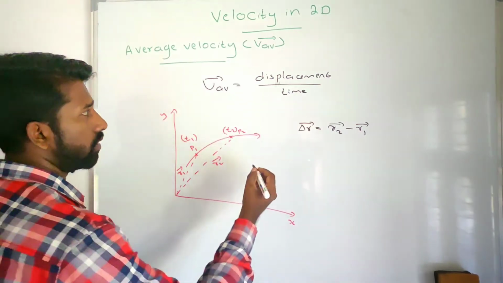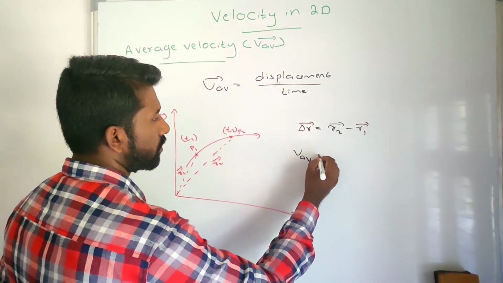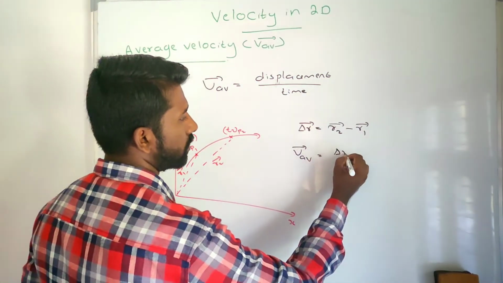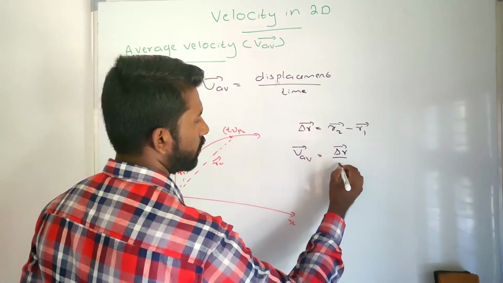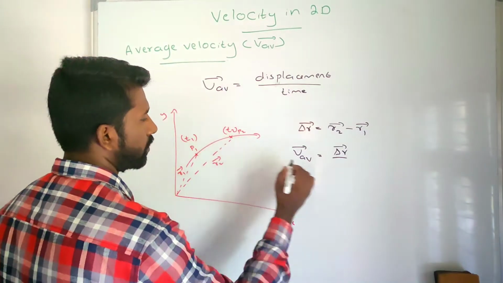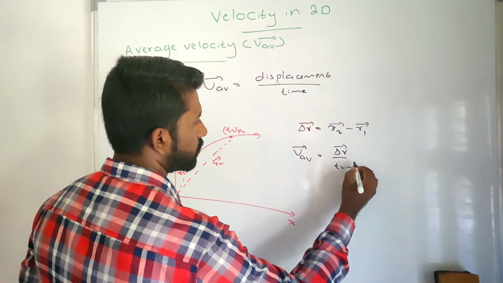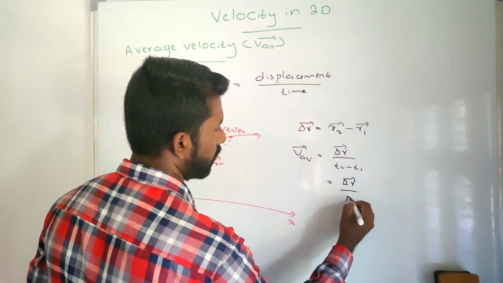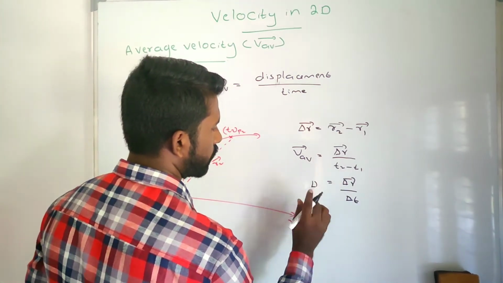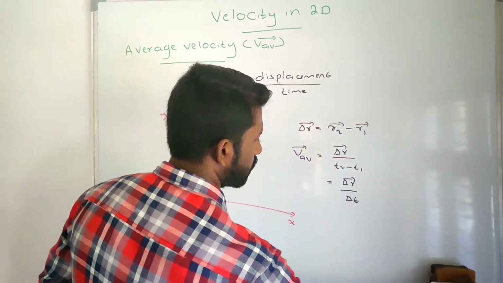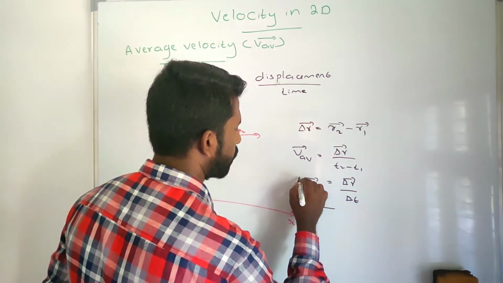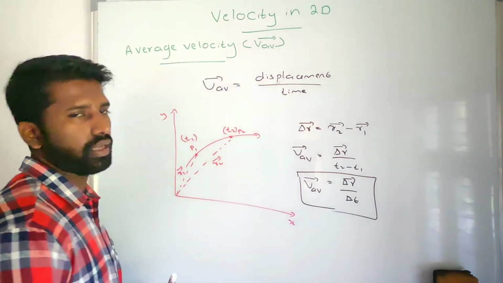Okay, then what is average velocity? Average velocity is equal to displacement divided by time, that is delta R divided by time. What is the time? That is t2 minus t1. This t2 minus t1 I can consider as delta t. So V average is equal to delta R divided by delta t.